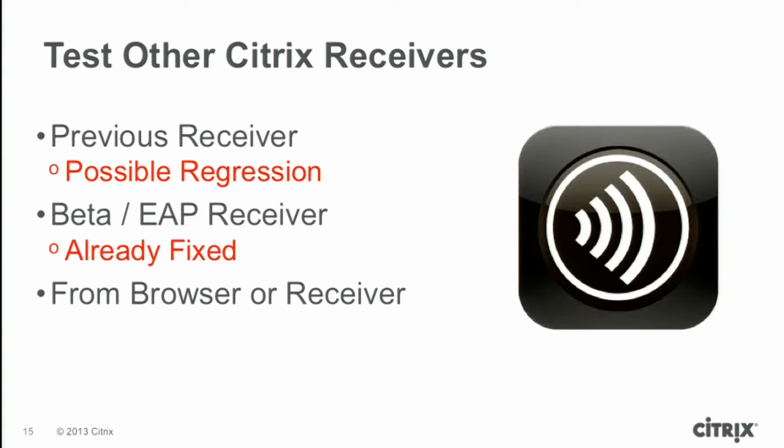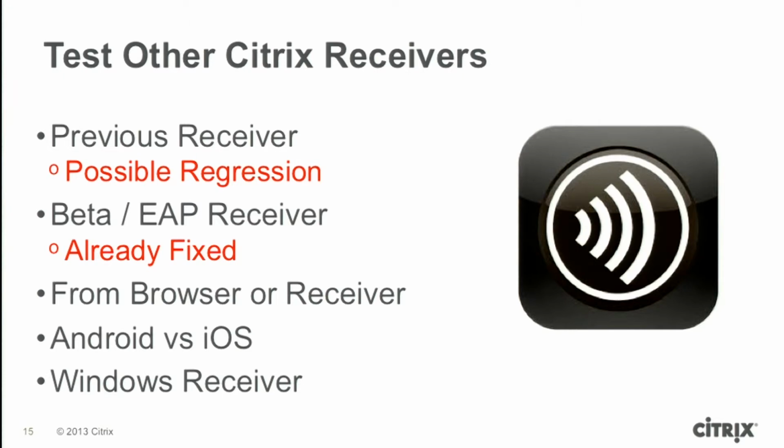You'll want to determine if the issue occurs while launching the connection from a device browser or the configured receiver. And also, with iOS and Android having a relatively common feature set, it's good to know if it happens with both these platforms. And finally, the real litmus test for receiver issues is, does it occur with the latest receiver for Windows? This could indicate that the problem is actually on the server instead of the client.